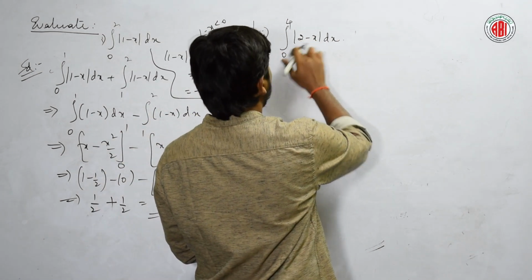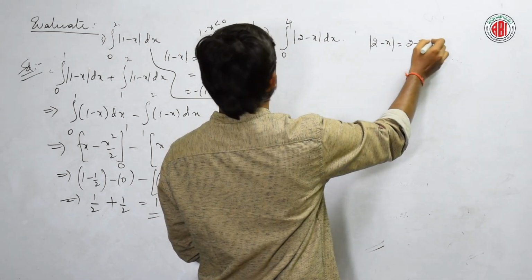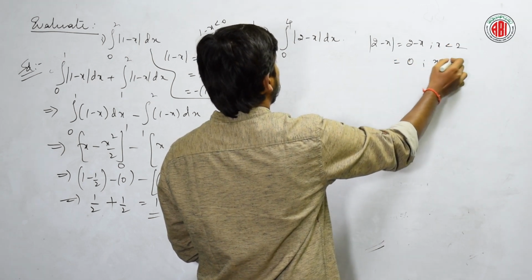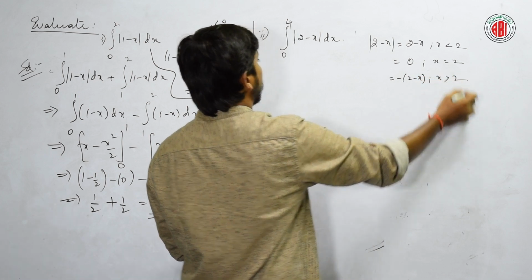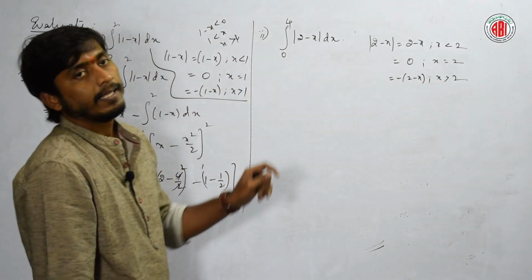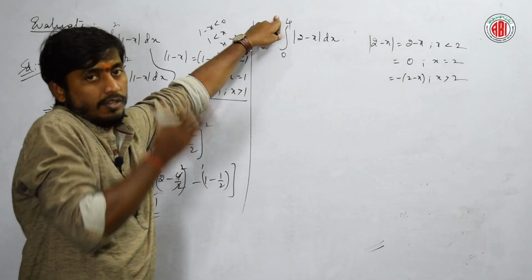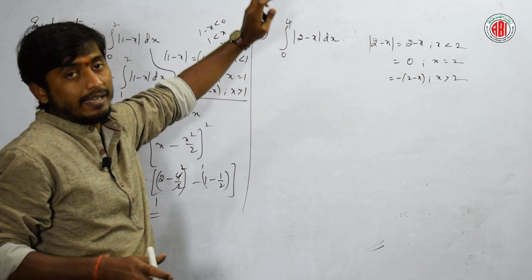What is the range here? Mod of 2 minus x is positive when x is less than 2. It is 0 when x is equal to 2. It is negative when x is greater than 2. Right? So we can write 0 to 4 as, let us segregate it, 0 to 2 and 2 to 4. So is it clear? Fine.